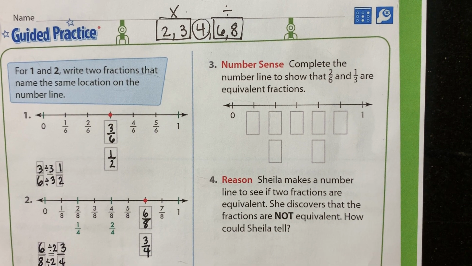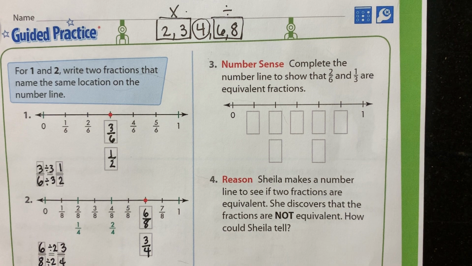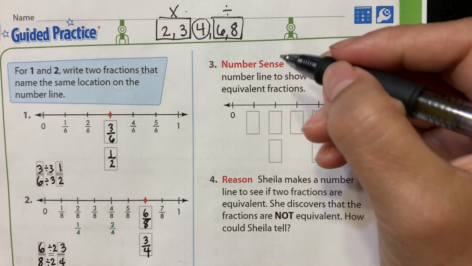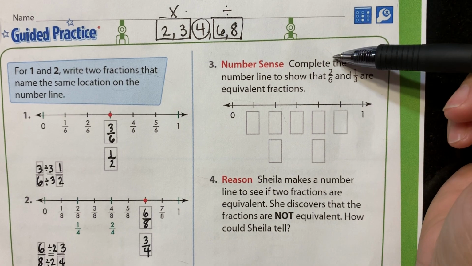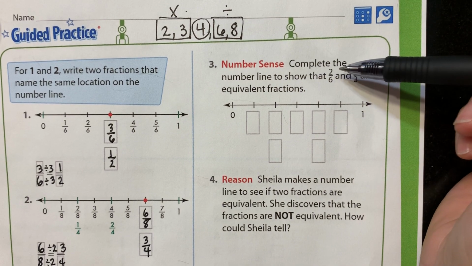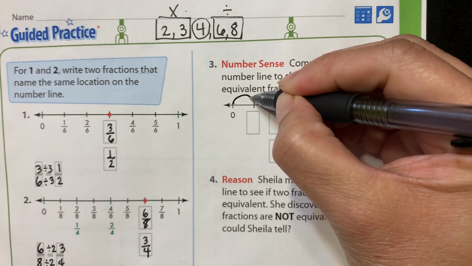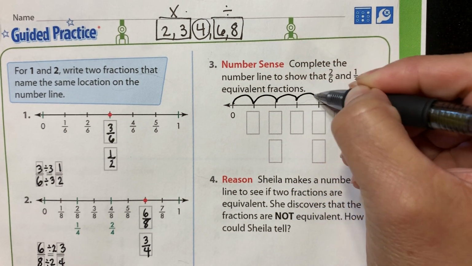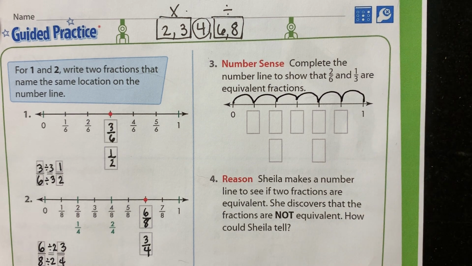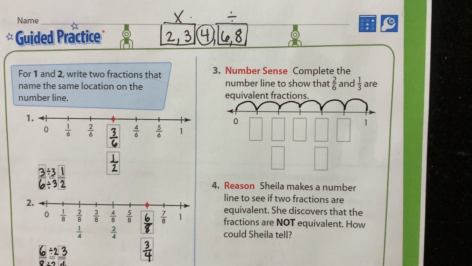Okay, this next question does not have our numbers for them. They want you to put in the numbers yourself. So to find that, you're going to have to leap. And it says complete the number line to show that 2/6 and 1/3 are equivalent fractions. So that's what I'm going to do. 1, 2, 3, 4, 5, 6. So my denominator is 6 because it has 6 equal pieces.